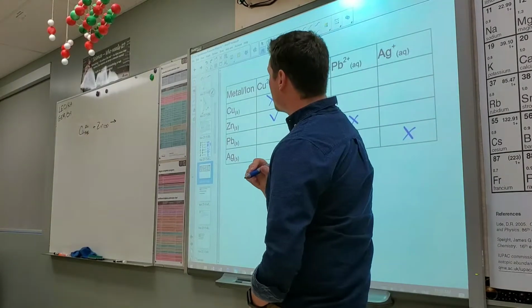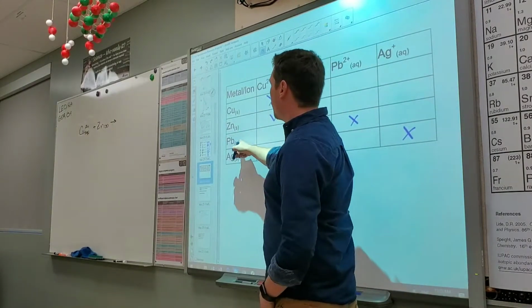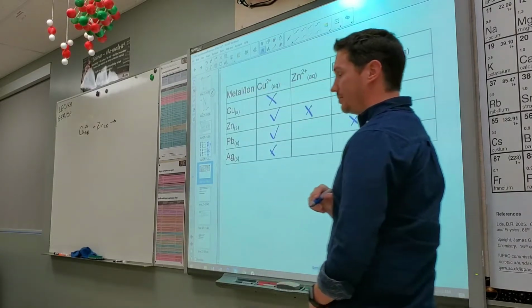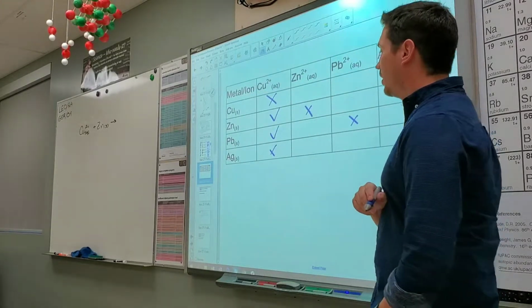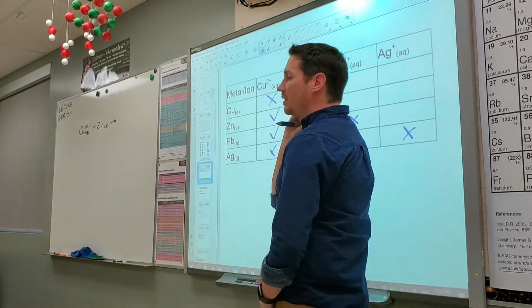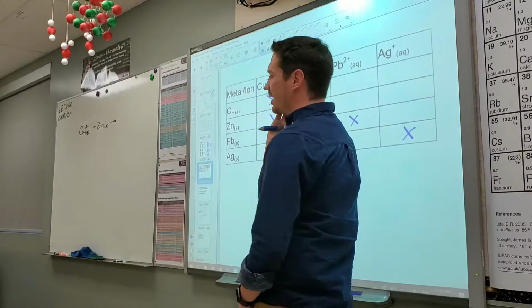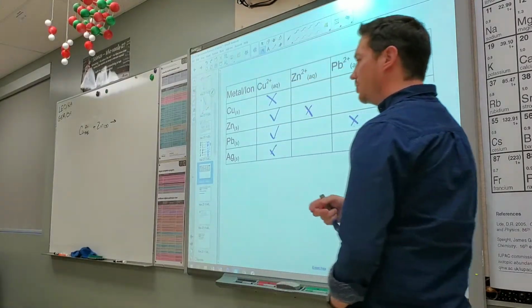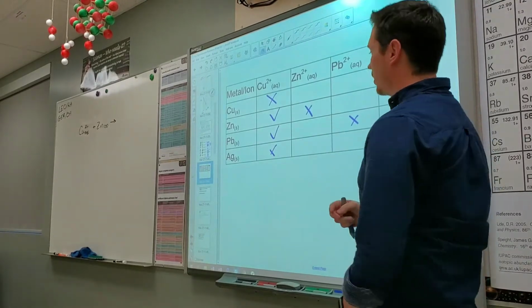It turns out that copper 2 ions will react with lead, but they won't react with silver. Are you getting that? I'm not getting it from the table. I'm getting this based off of just personal experience. Again, I wanted to do this demonstration in front of you, but our lab tech was too busy. We'll just do it as a review later on, okay?